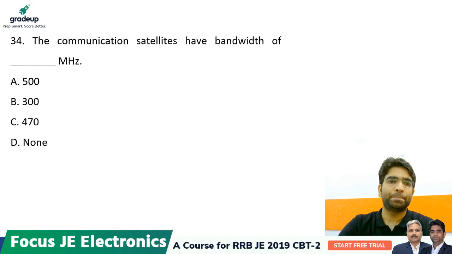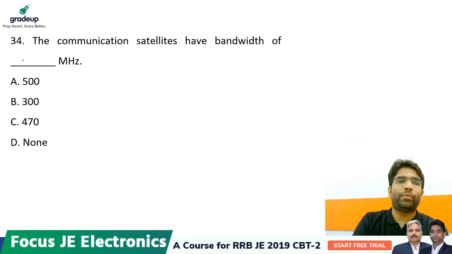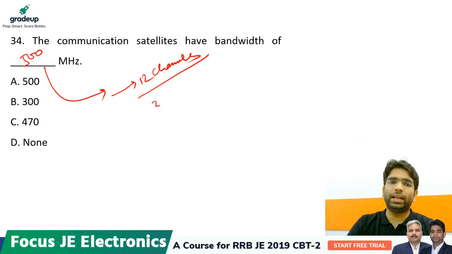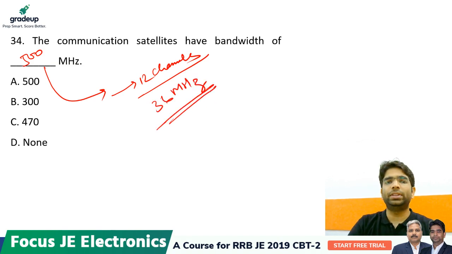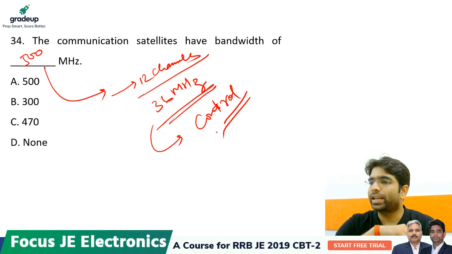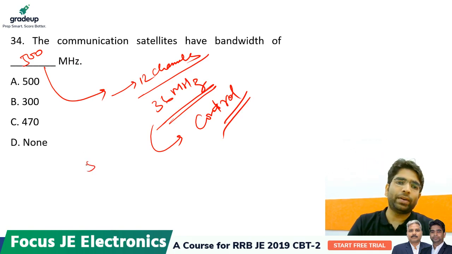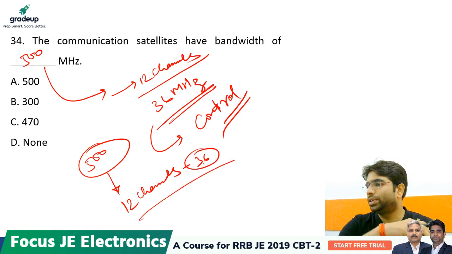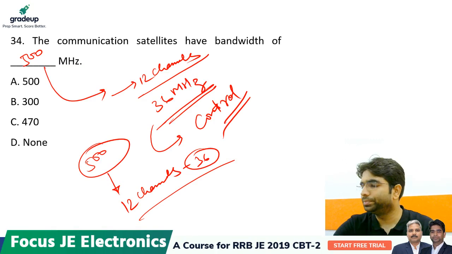The communication satellites have a bandwidth of 500 megahertz. There are 12 channels. In these 500 megahertz, each channel is of 36 megahertz bandwidth, and the rest is for control signals, telemetry signals and tracking signals. How to remember these values? No need to remember everything, just remember one thing: 500 megahertz is the bandwidth, in which 12 channels are present, of 36 megahertz each. This you have to learn by heart.